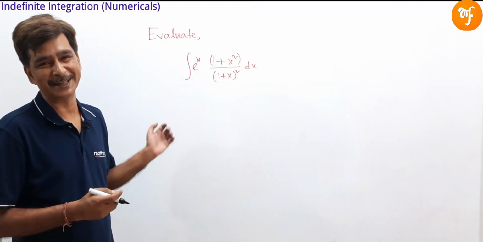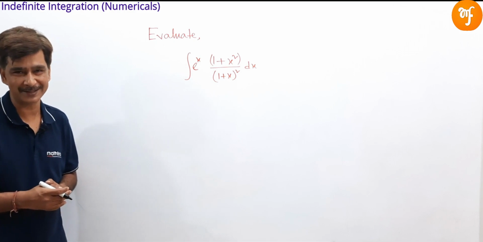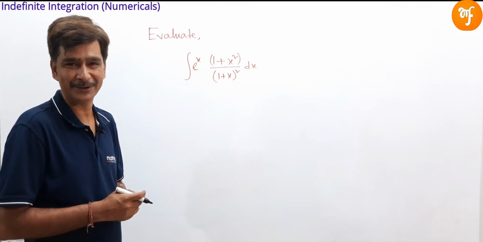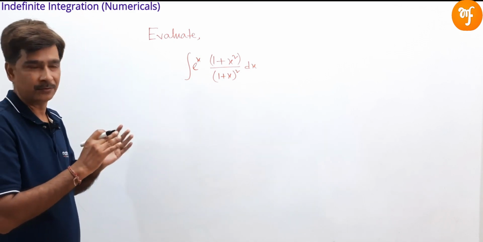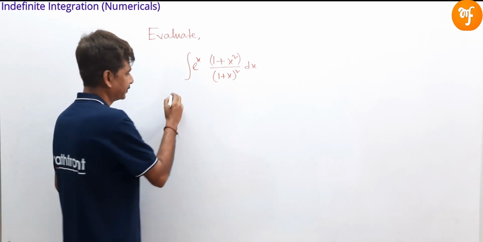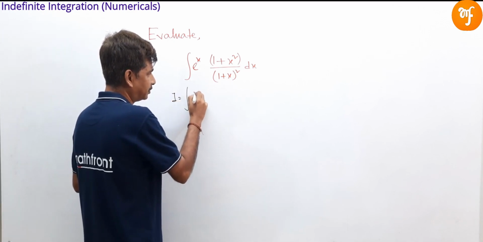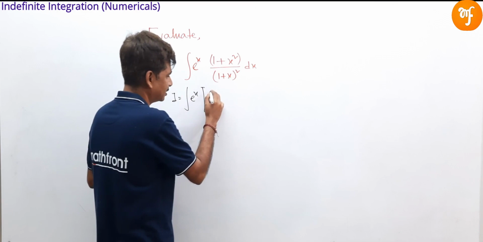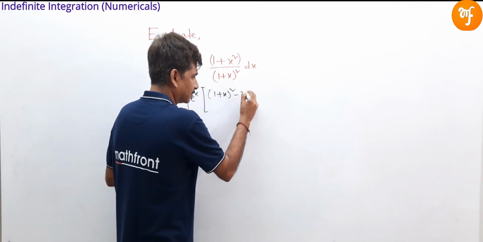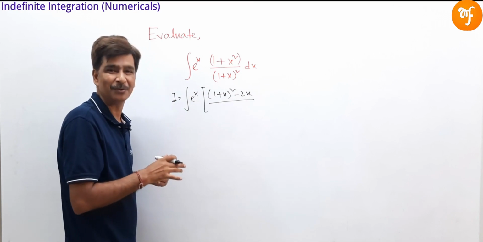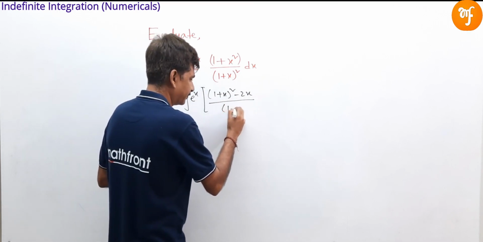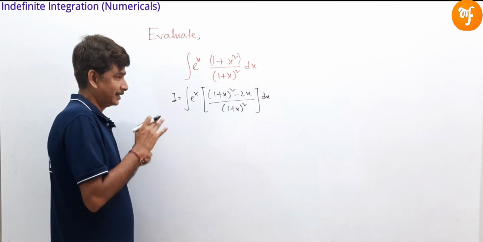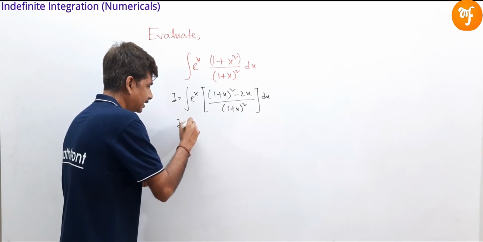So friends, come to another question, that is the integral of e^x (1 + x^2)/(1 + x)^2 dx. Now to solve this numerical, we will first split it into two integrations. Just look. I is e^x into this 1 + x^2, which can be written as (1 + x)^2 - 2x, and in the denominator (1 + x)^2 is there, so we write the same, into dx. Okay, clear?